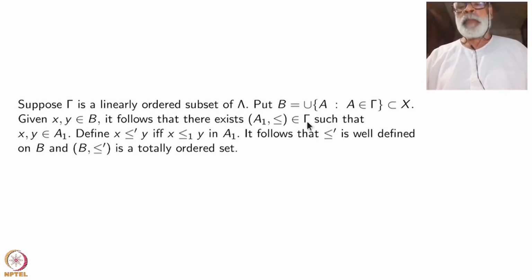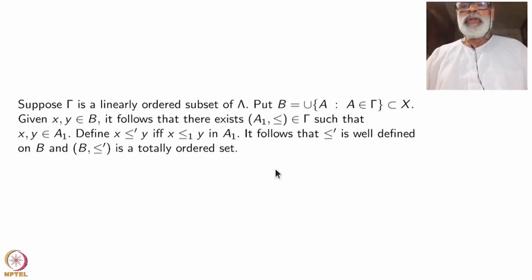Start with a linearly ordered subset Gamma. Put B equal to the union of all these members inside Lambda, belonging to Gamma. Remember, what are these sets? Any two satisfy Ai contained in Aj, or Aj contained in Ai. This total order is there, a linear order. You take the union, that is a subset of X. Now, if you take any two elements in B, there will be one A1 belonging to Gamma such that both of them are in A1. Why? Because x may be in, say, A, and y may be inside some A prime, but A is less than or equal to A prime, which means one is contained in the other. Therefore, you can take the bigger one. So there is an A1 for which both x and y are inside A1.